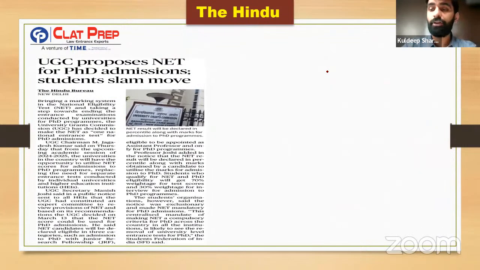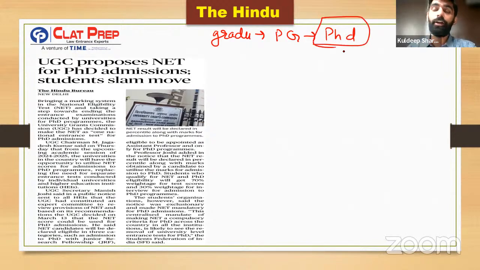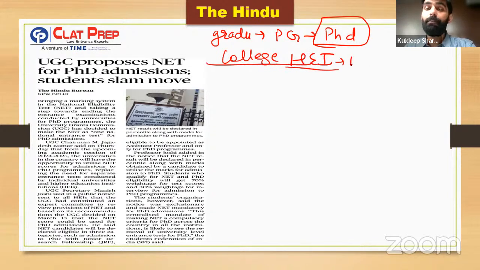Now let's move to the next news item, which is regarding a UGC proposal to use NET, National Eligibility Test, for PhD admission. You might know that usually a person after completing their 12th does a graduation, then a post graduation, and if he wants to do higher study, he can get a doctoral degree or a PhD. So what was the criteria beforehand? Currently, when you want to do a PhD, you apply to a particular college or higher education institution which is providing a PhD degree.